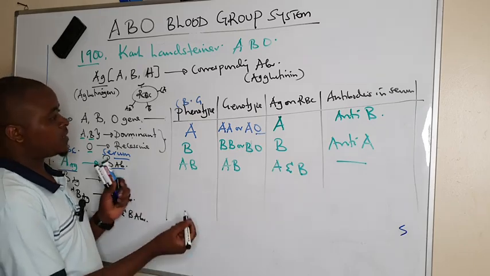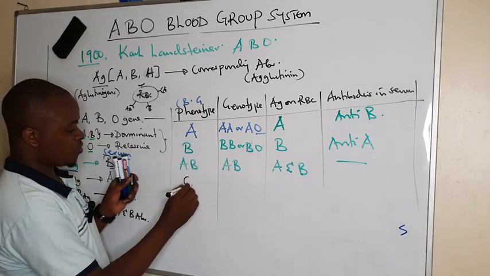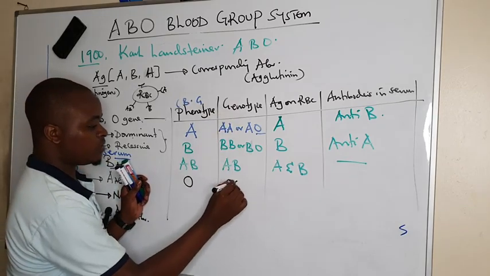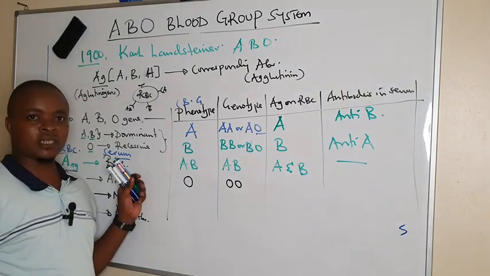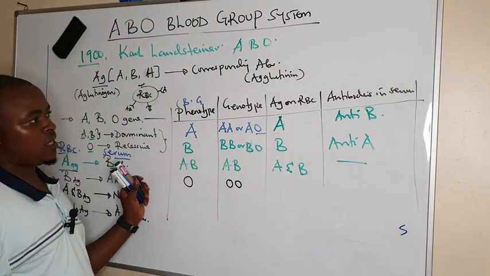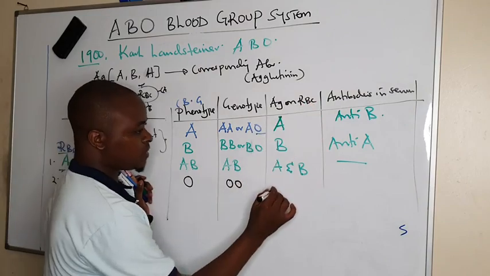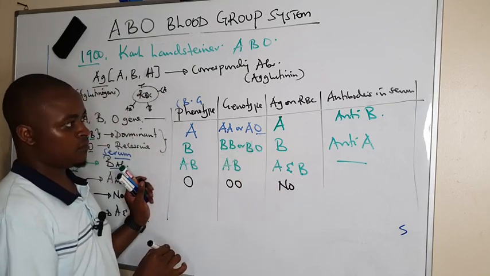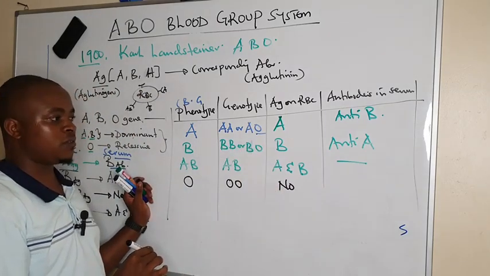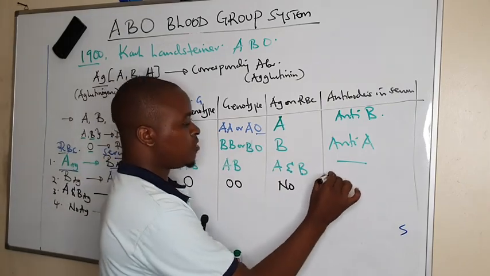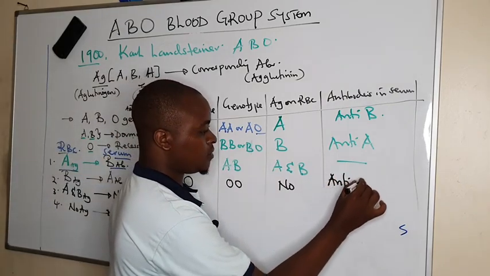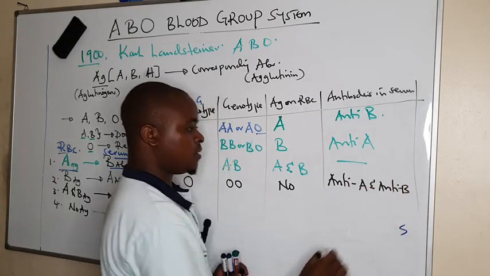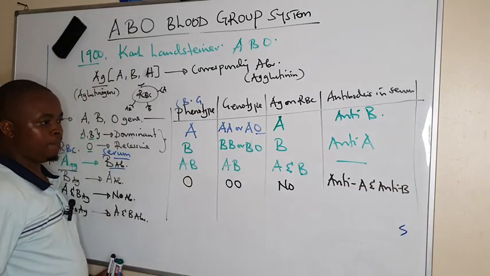Then another type of blood group is known as O blood group, whereby genotypically these ones inherit the O gene on their chromosomes, and the antigen on the RBCs these individuals lack. They have no antigen on the surface of their red cells, and in the serum you find they have both anti-A and anti-B in their serum.